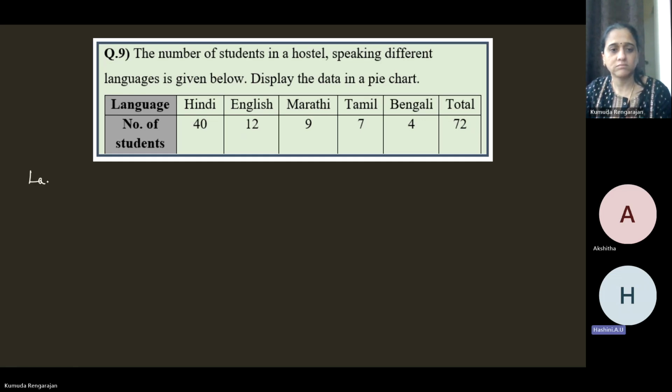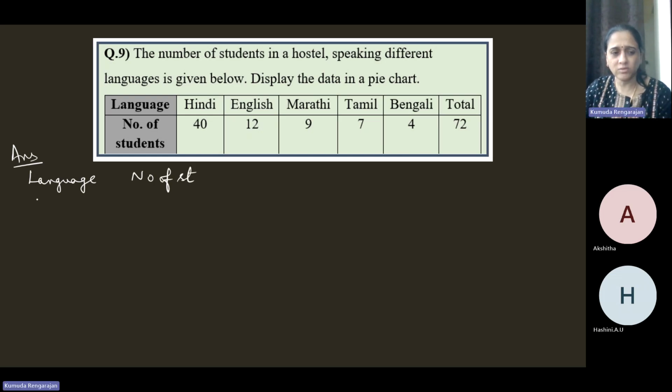Ma'am, we want to write the question now. No, darling, but you have to write the question for this. For the answer, you have to write this table. Okay, ma'am. The question, the part of the answer now. We have to give information.